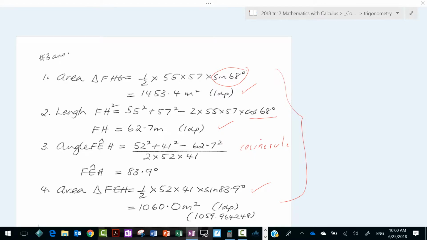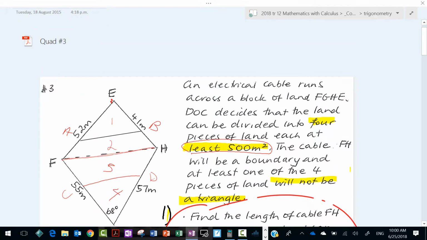So you know the area of the big triangle, and we know this area here. We want to figure out how we can break this whole paddock up into 4 bits. Well, we can draw a line across and do it like this. This is going to break it up into 4 bits. Then we have to decide that these 2 bits here have to be greater than 500, and these 2 bits here have to be greater than 500 square meters.